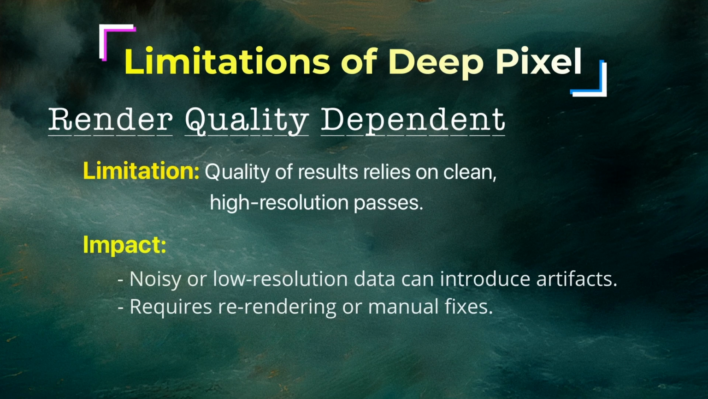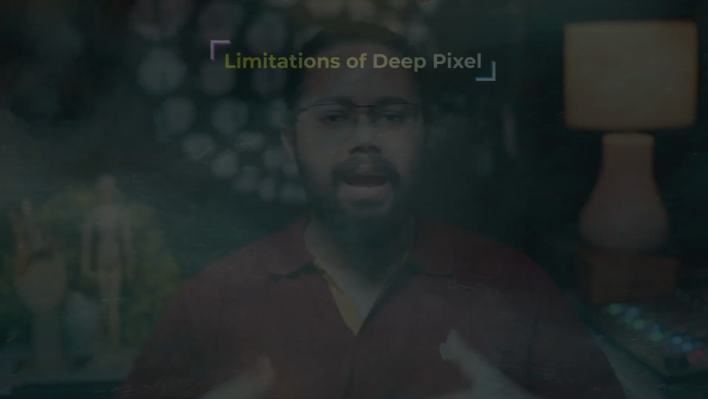And the quality of the result relies on clean, high-resolution passes, so noisy or low-resolution data can introduce artifacts requiring re-render or manual fixes. In contrast, deep image compositing is a more advanced technique, commonly supported in software like Nuke and now in Blackmagic Fusion.